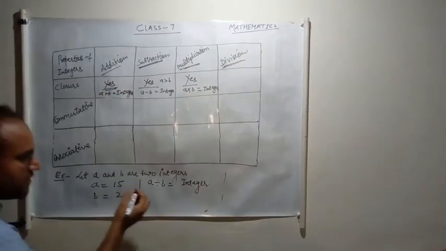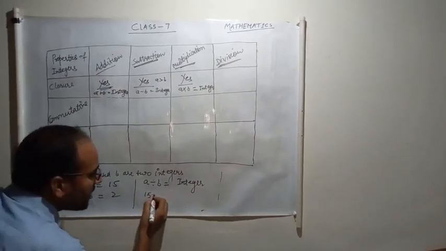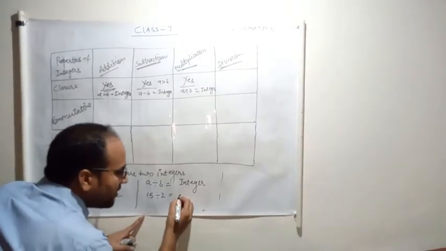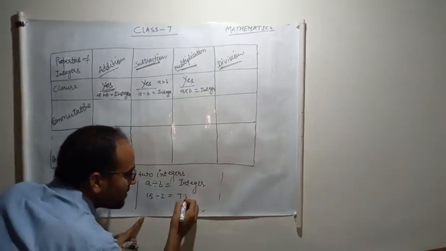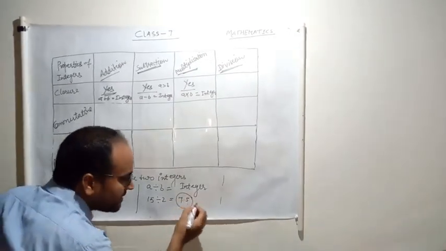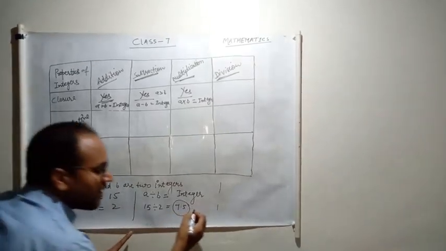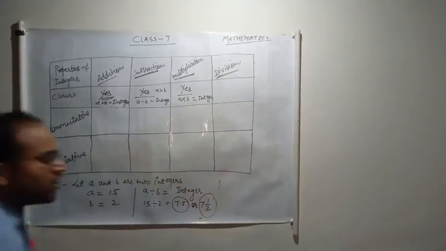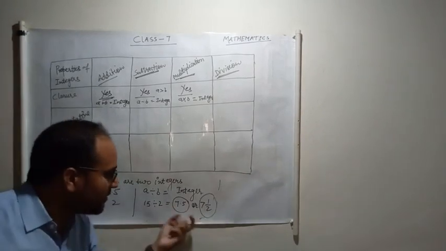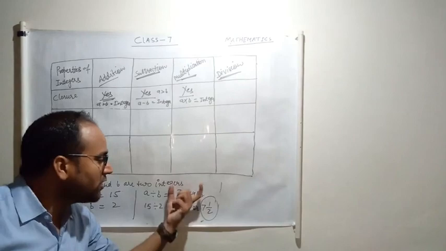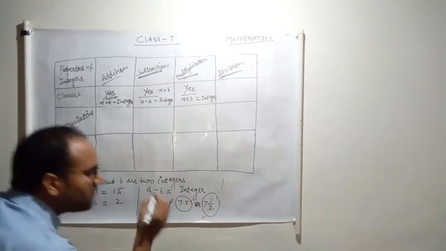So here I have taken 15 and 15 is divided by 2. You know that if 15 is divided by 2, you get 7.5 or 7 whole 1 by 2. So you know that 7.5 is not an integer, or you get 7 whole 1 by 2. This is also a fraction. This is a decimal and this one is a fraction. It is not an integer, so it does not belong to the integers.